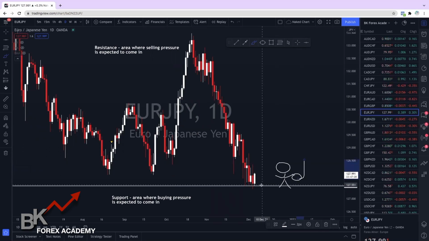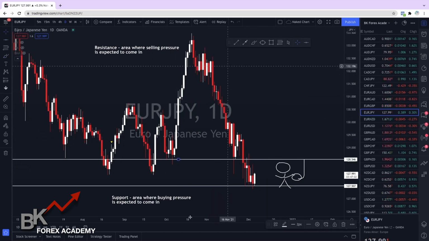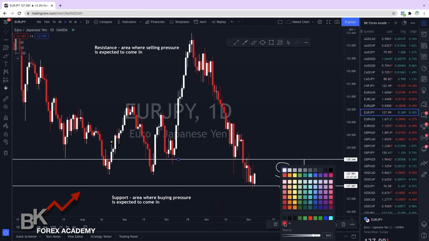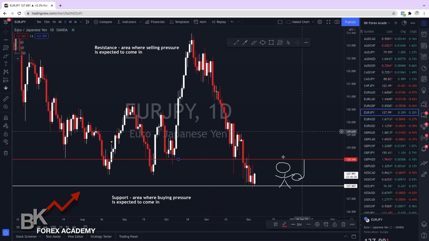Let's say your ceiling is right about here. I'm just doing this with my naked eye right now. That's your ceiling, and we'll turn our ceiling red so we know that's our ceiling. We expect our ball to bounce off of the ceiling and come back to the floor. And this is what happens with support and resistance.